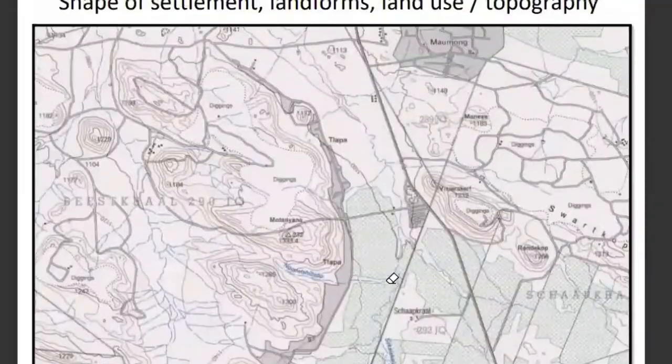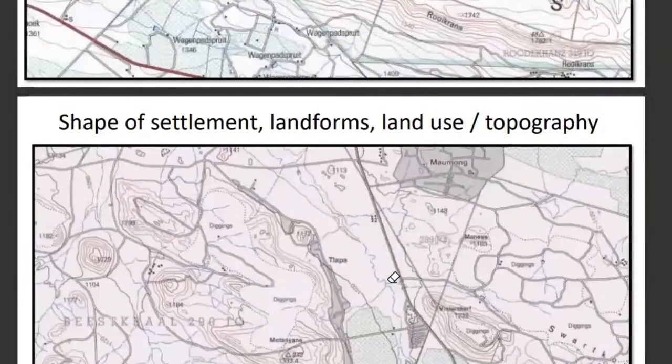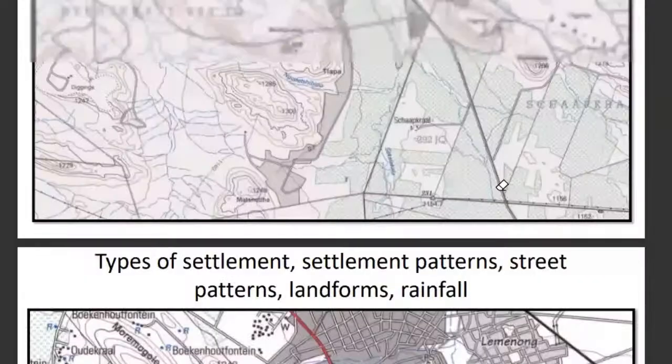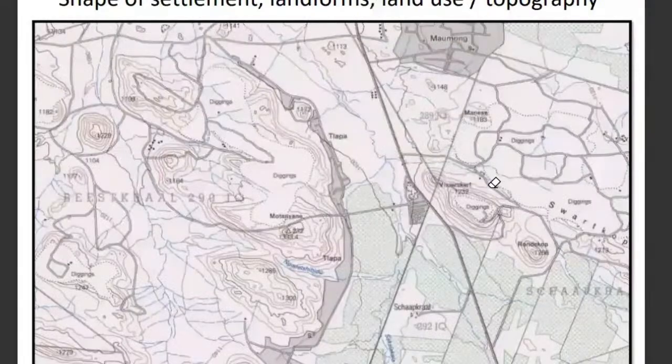Now, we can also apply other topics. Here we have what we call the shapes of settlement, landforms, land use, and topography. When you check around here on the maps, what do we see? We talk about the shapes of settlement. How many shapes do we have? We've got a lot of shapes. For example, the linear shape. That is when the settlement is along a line. A line like what? Like a road. A line like what? Like a railway line. A line like what? Like a river.